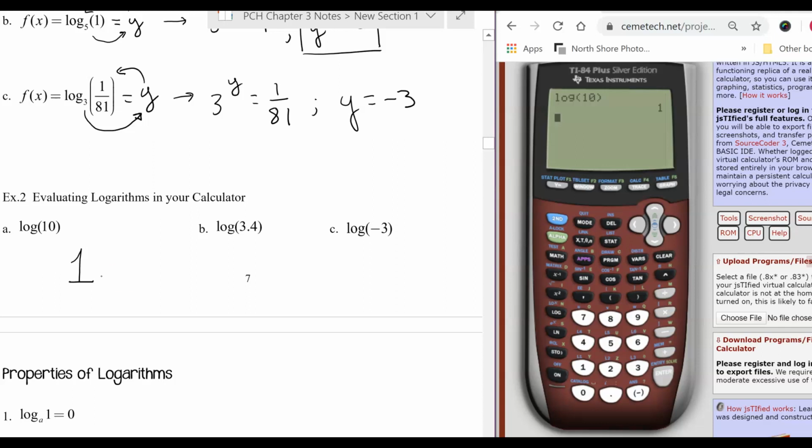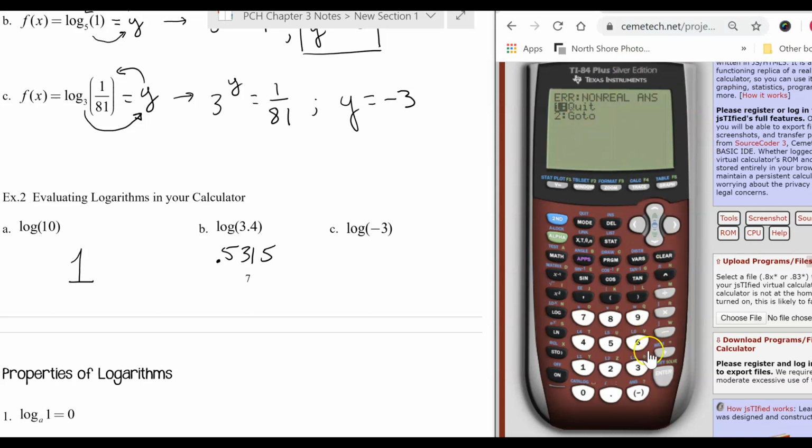And for the next one, we have log of 3.4. So that's 0.5315. And let's do the last one. We have the log of negative 3. And notice here we get an error message.